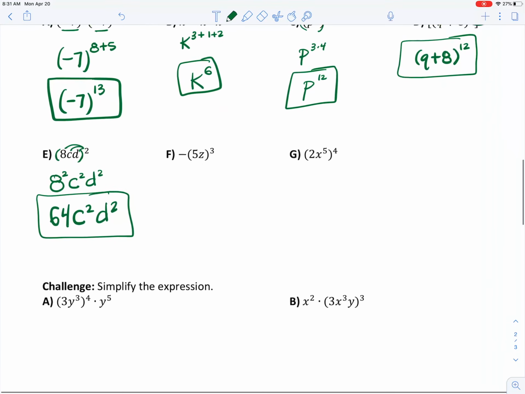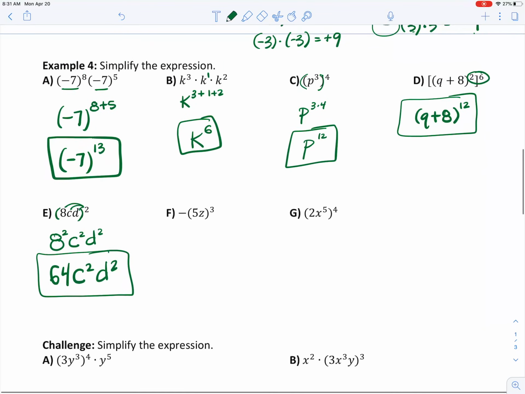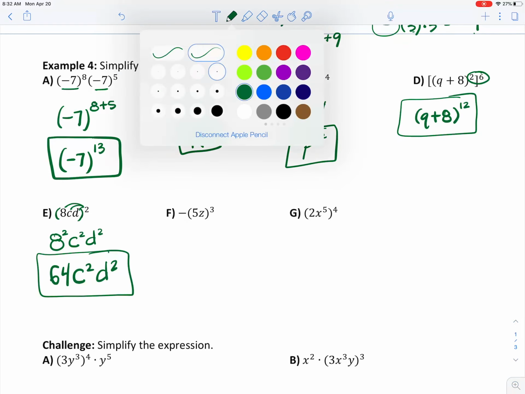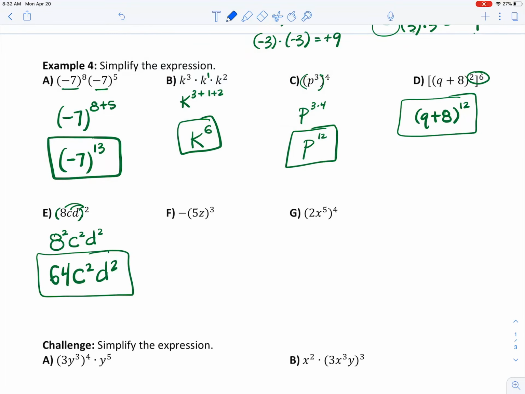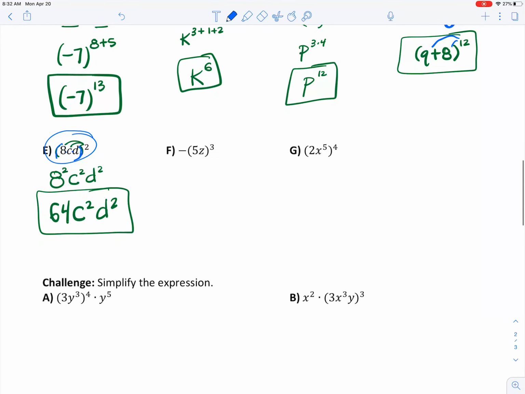I do want to point out the difference between letter E and letter D. So the difference here is that in letter D, there is an addition sign inside the parentheses. So that's why we don't distribute this 12 through. I do not take q to the 12th and 8 to the 12th. I don't do that. But in letter E, everything inside the parentheses is multiplied, and so that is why I can distribute that 2 through. So there is a difference there, and that's why.